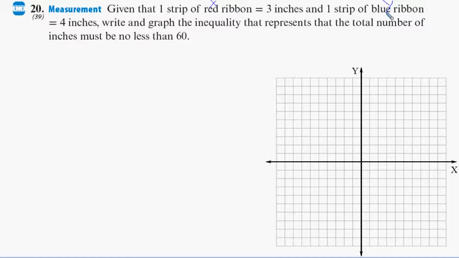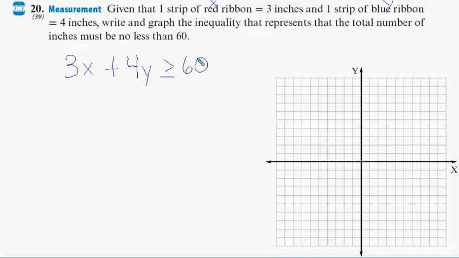To write the inequality, we're going to have 3 times x, the total number of strips, 3x plus 4y. Then the part where it says no less than 60, that means it has to be at least 60. So that means it has to be greater than or equal to 60.